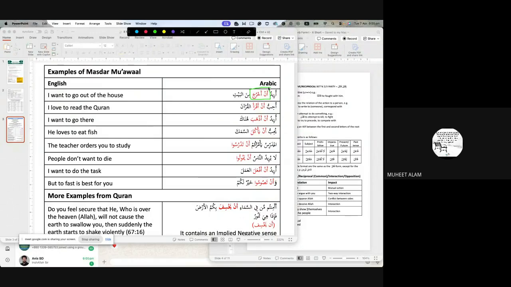Now notice something very important. In all examples, these are not just single words. They are phrases, but they behave exactly like a masdar. To go out is a masdar in Arabic. An akhruja works like a masdar, but it's not just a single word. It is a phrase. This whole phrase is masdar mu'awwal. That's why it is called Masdar Mu'awwal, which means a connected masdar.